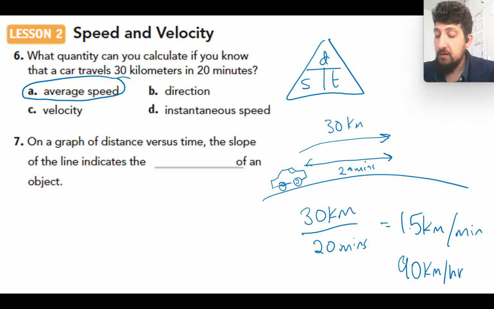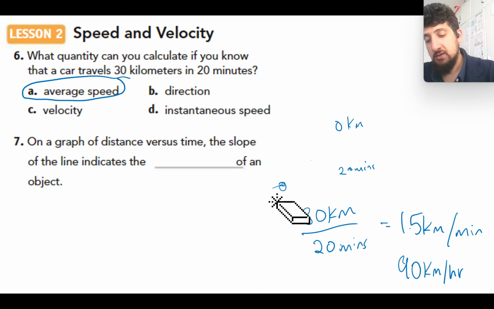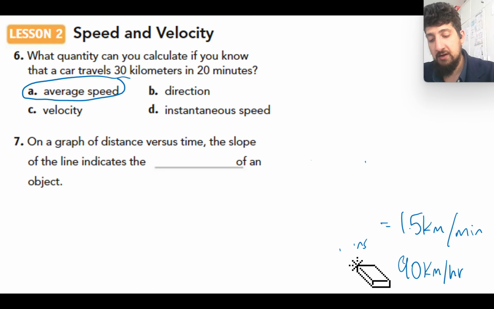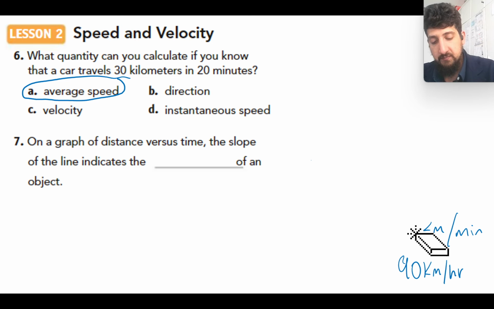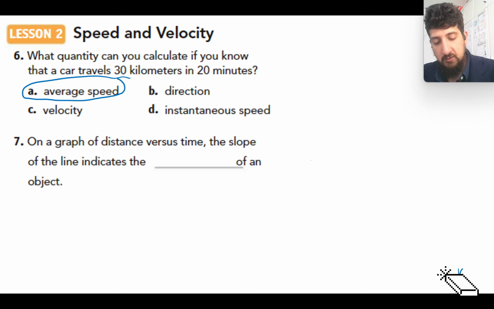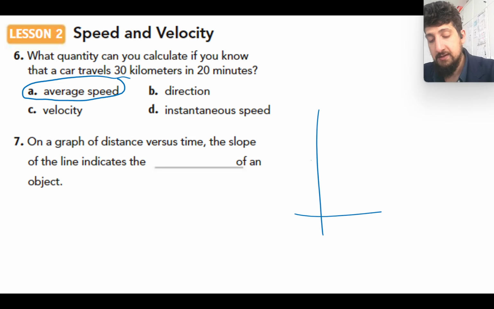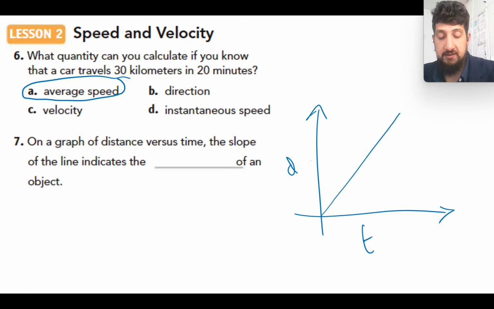Okay, on the graph of distance versus time, the slope of the line indicates the what of the object. Okay, so that's another interesting question. So on a distance versus time graph, let's have a look. So a distance versus time graph looks like that. Distance is on this side, time is on this side. What does the slope represent? Well, distance over time. Literally, it represents speed.